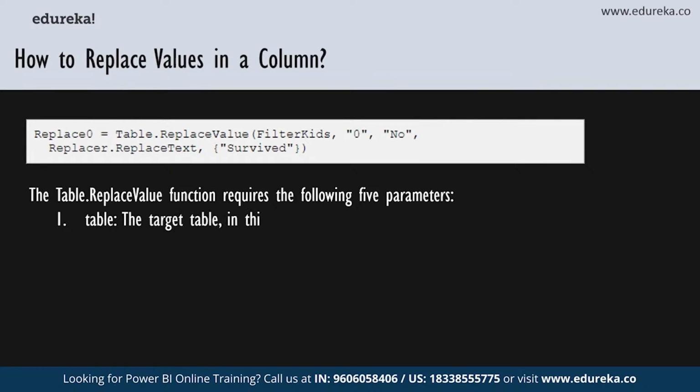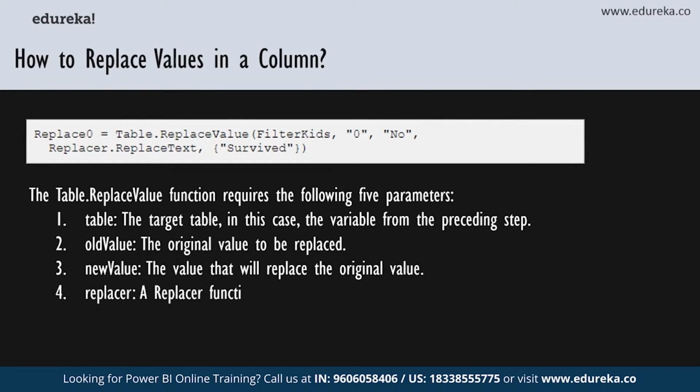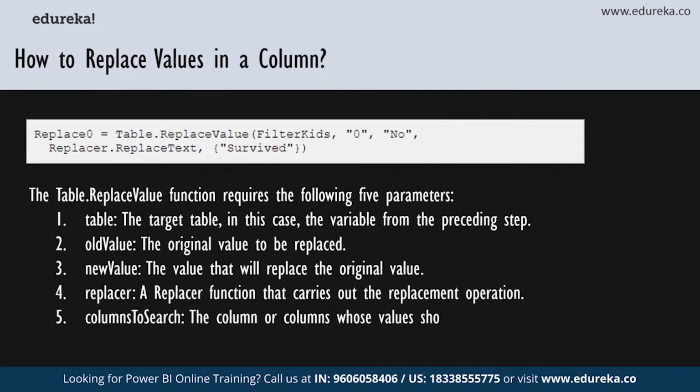Now, the table replace value function requires 5 parameters in total. First, you have the table, which is the target table, in this case, the variable from the preceding step. Second, you have the old value, or the original value, which has to be replaced. Then you have the new value, which you will replace the old value with. Then you have a replacer that carries out the replacement operations. And finally, you have columns to search, that is, the column or columns whose values should be replaced.